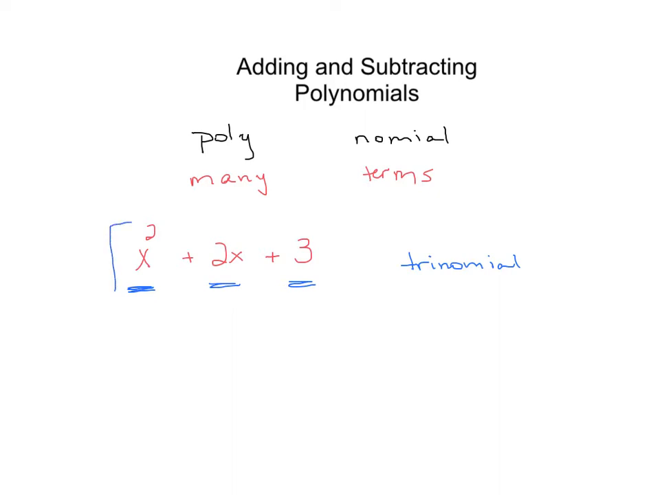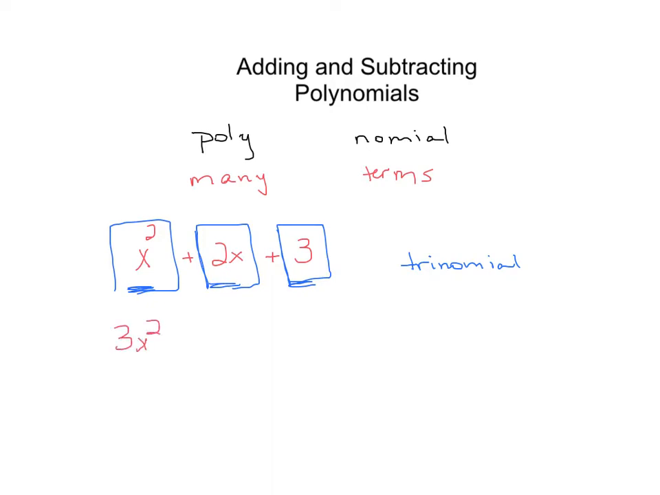And you can't add unlike terms. You can see that these terms are not like. They don't have the same variable or they don't have the same exponent for that one variable.